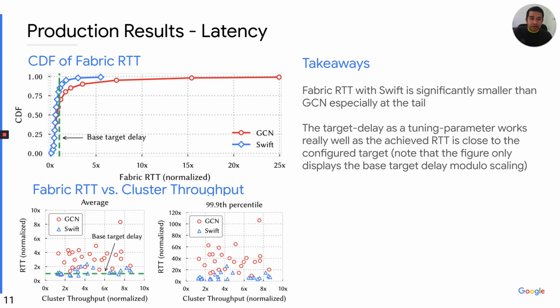And the takeaways here are that Fabric RTT with Swift is significantly smaller than GCN, especially so at the tail. And secondly, the target delay as a tuning parameter works really well, as we can see that the achieved RTT is close to the configured target. It does go above the base target here, but note that this is the base value of the target delay and not the scaled dynamic value of the target delay.